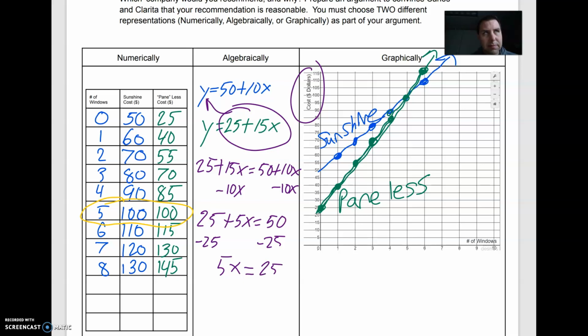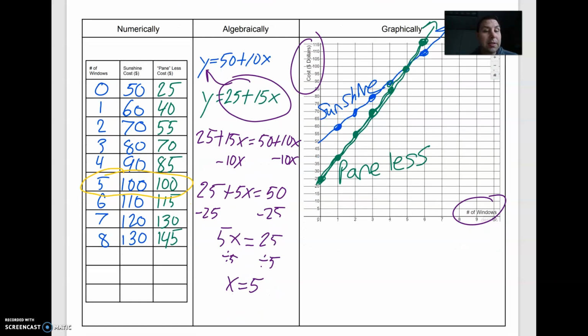And now it's a multiplication problem. 5 times 1 gives me 25. Well, that answer would be 5. If you're not sure, you will divide by 5. And now I see that my x, or in this case, number of windows, is 5. And you should see that that matches our solution numerically and graphically.